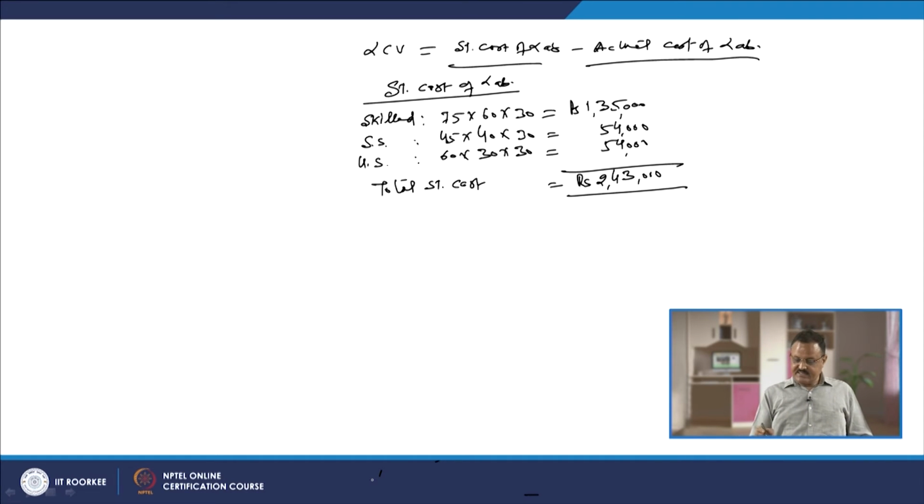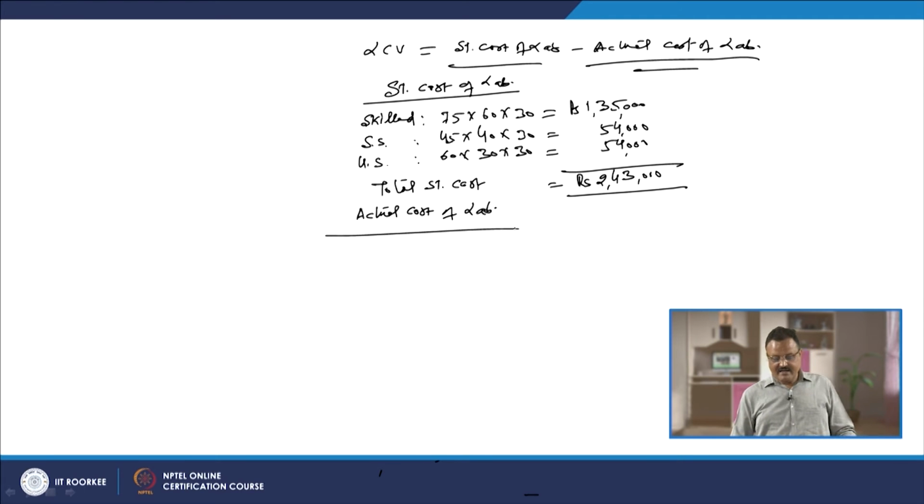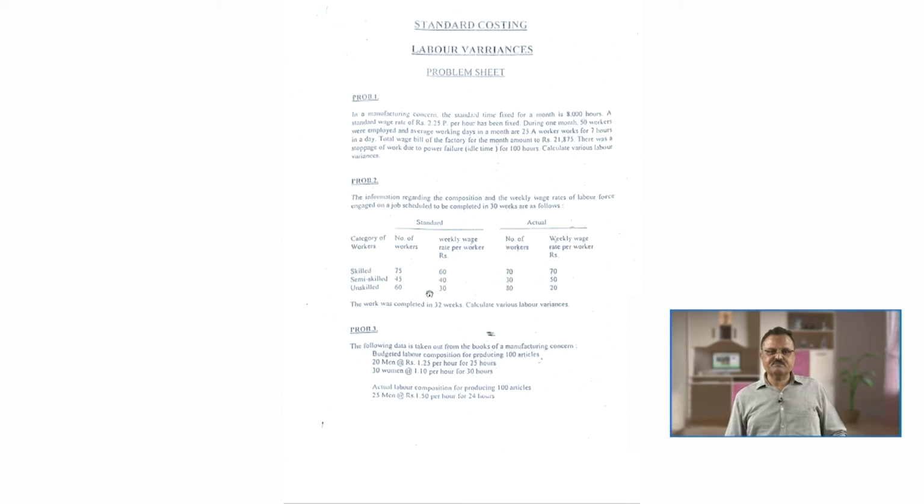Similarly, now we have to calculate the second component, which is the actual cost of labor. Again we have to calculate skilled first, then semi skilled and then unskilled, the same way. Now look at how much actual time we have spent against the standard of 30 weeks. We have used the labor to complete the given job for 32 weeks.